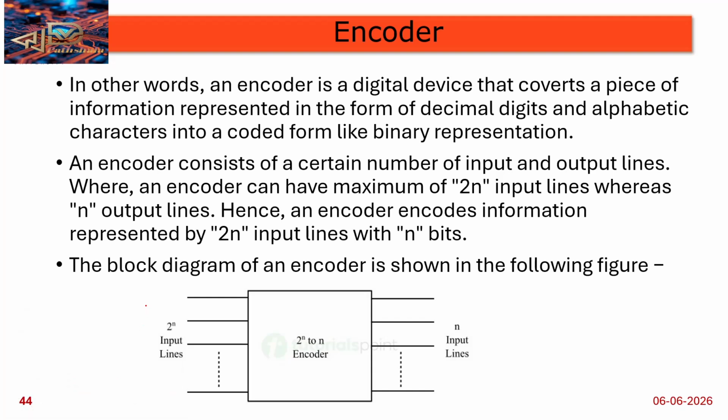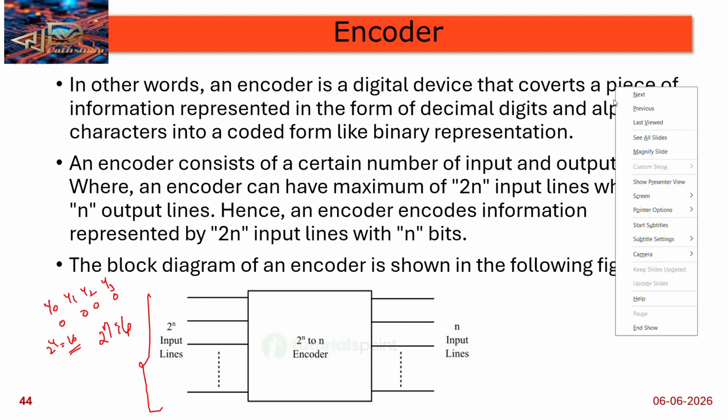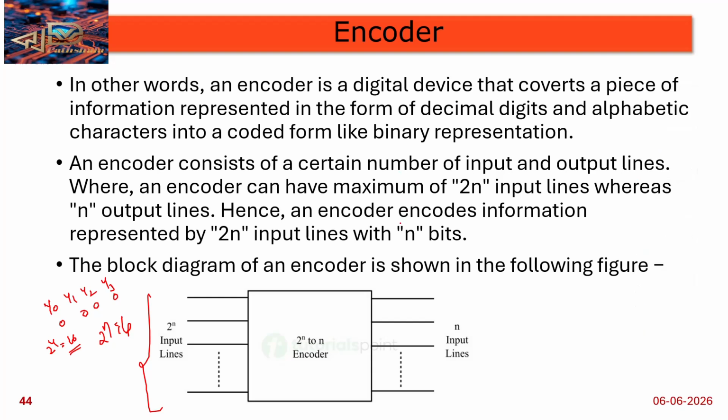2 power n number of inputs I am getting. So these are all inputs. That means suppose 4 inputs I am taking, like Y0, Y1, Y2, Y3. It depends upon the 4 inputs, means 16 combinations we are getting, right? So every time how many outputs are we getting? 4 inputs we are giving, 2 outputs we are getting. That is the encoder operation.